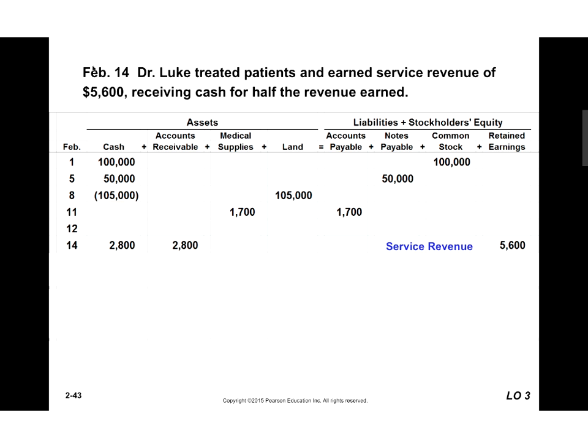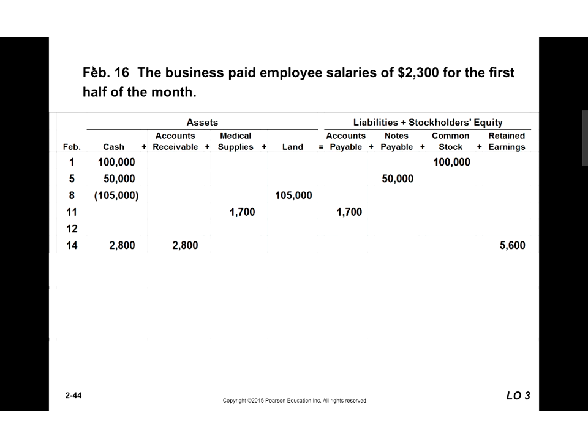Every transaction, you can have a transaction where you have one asset increase and a liability increase. You can have a transaction we're going to see coming up here where you have an asset increase and another asset decrease. But the assets will always equal liabilities plus equity, both in the transaction itself and the overall impact.